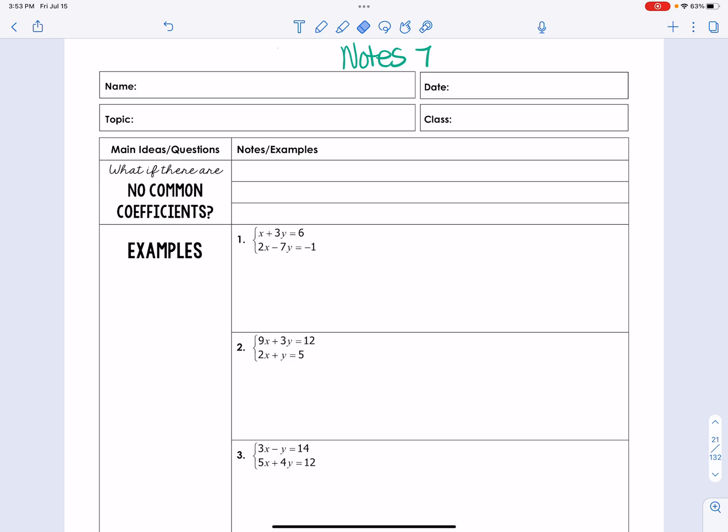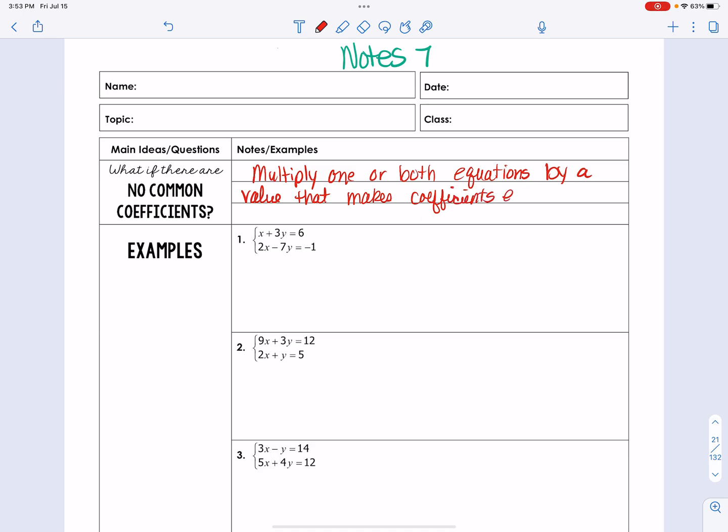Okay, so what you're gonna do is you're gonna multiply. To do this, you're gonna multiply one or both equations by a value that makes coefficients equal.